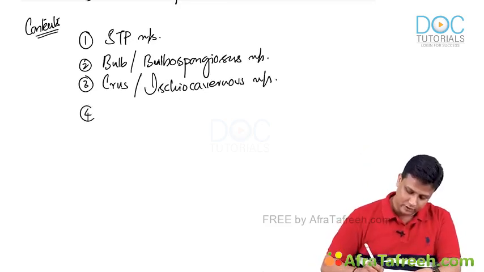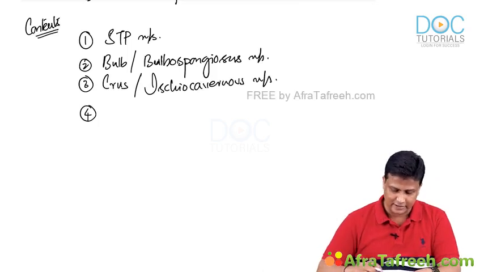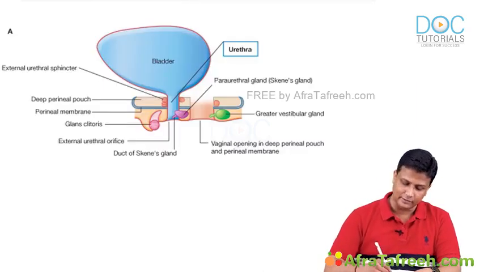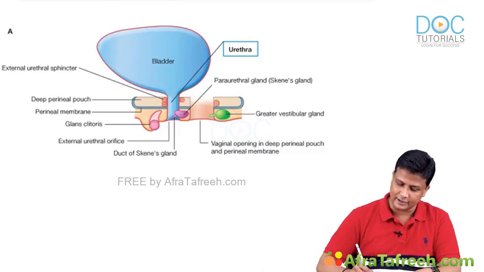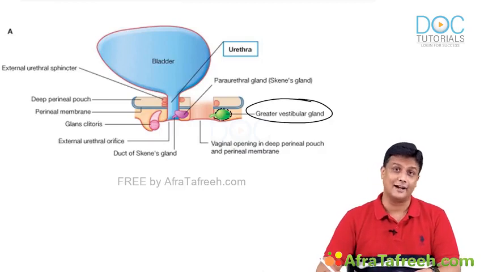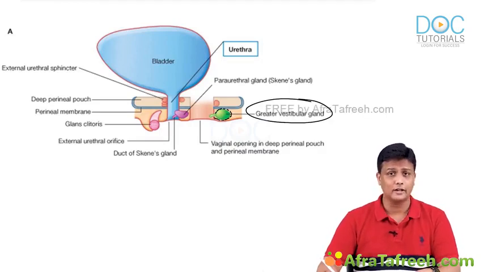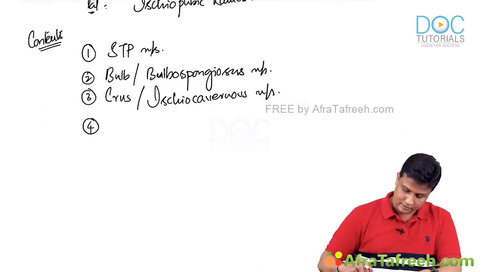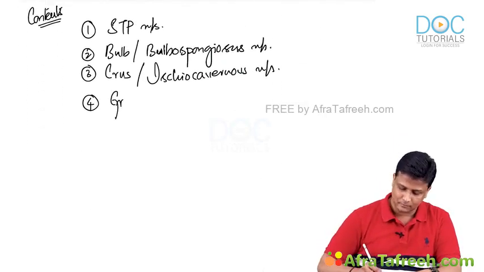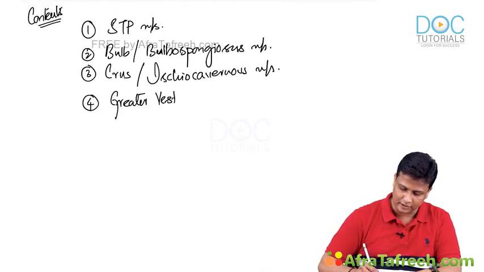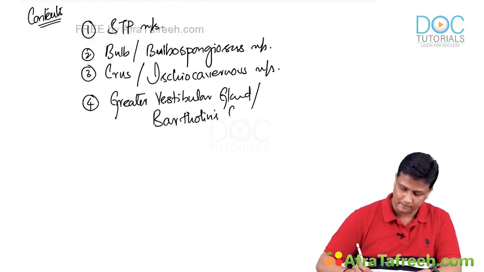Then the content number 4. From that time, we have actually seen the diagram only in males. Now let us try to see the diagram in the female perineum, guys. In the female perineum, we are able to appreciate one gland here. This gland will be the greater vestibular gland, which is also known as the Bartholin's gland in females. And that is another important content to be remembered. So let us write down here, greater vestibular gland, or else very famously this gland is also referred to as the Bartholin's gland. But important, it is present only in females, not in males.